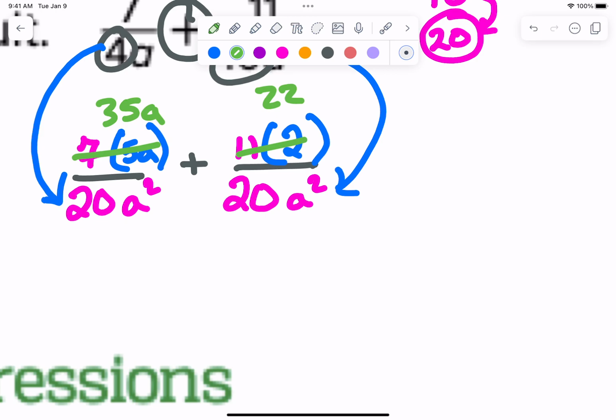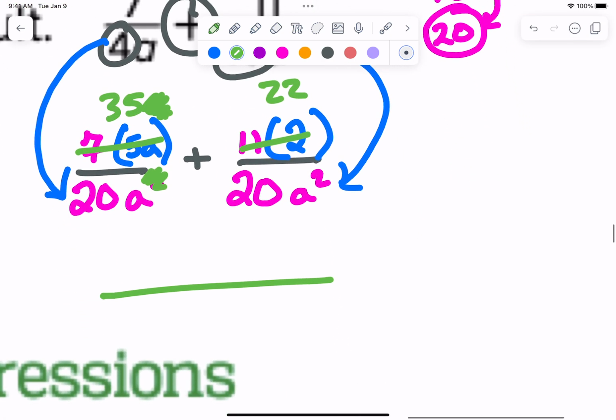Can you put those two together? Could you cancel out anything? No, you can't, because we're trying to put them together. The A is not trapped in the 35. He could cancel with one of these, but that gets me back to the beginning, 35A plus 22. You can't add those together. 35A and 22, this one doesn't have an A on it. 35A plus 22, that's it.